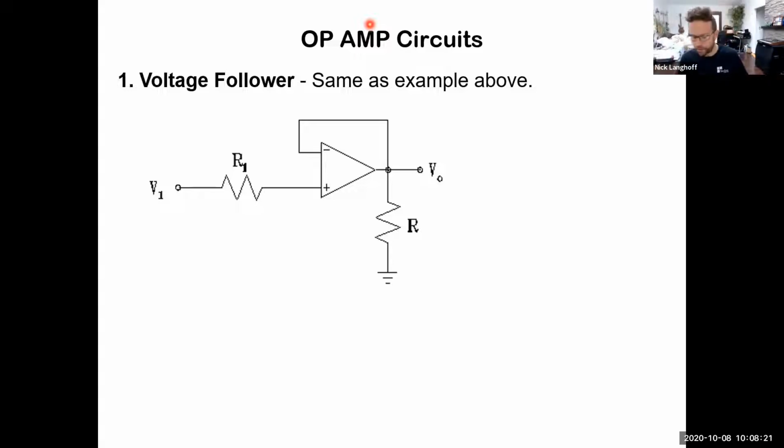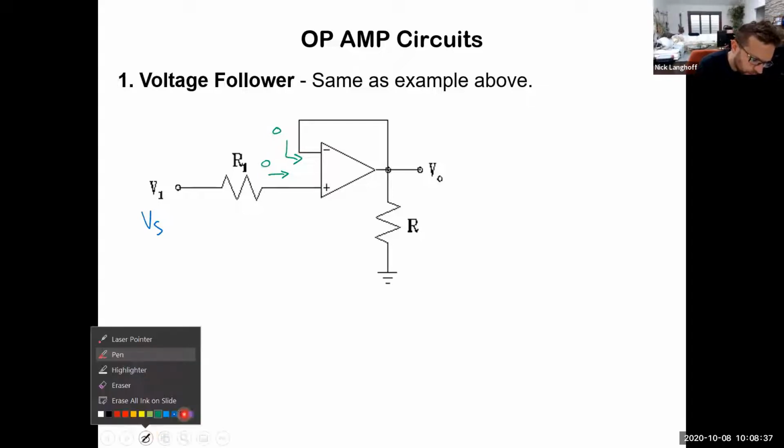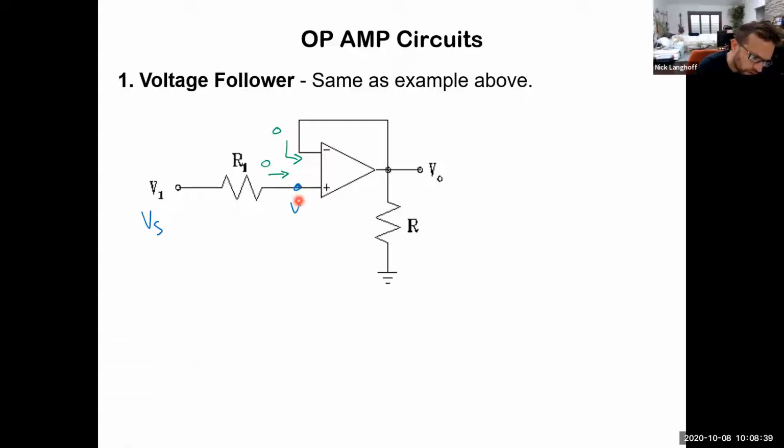So let's revisit the voltage follower. We just looked at this here. If this is Vs here, remember that there is zero current going into either of these inputs. And so this voltage here is also Vs, which makes, by the op amp action, this Vs, which makes the output equal to Vs.